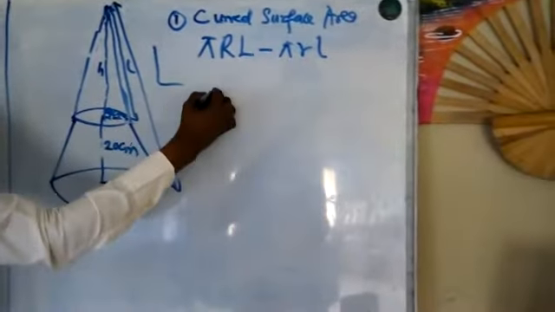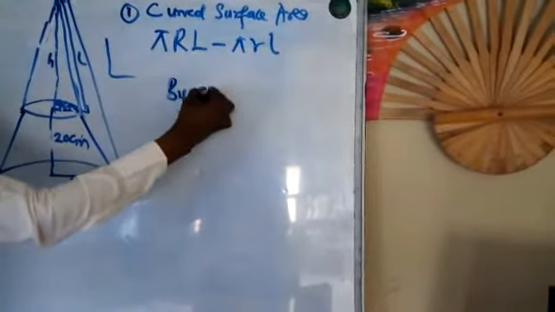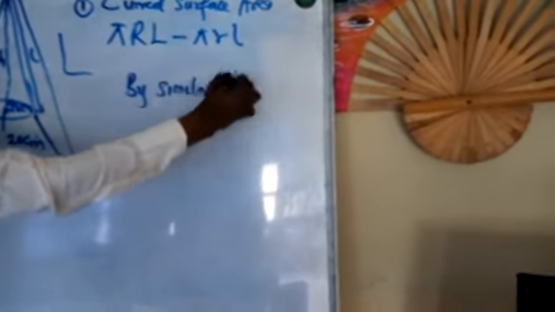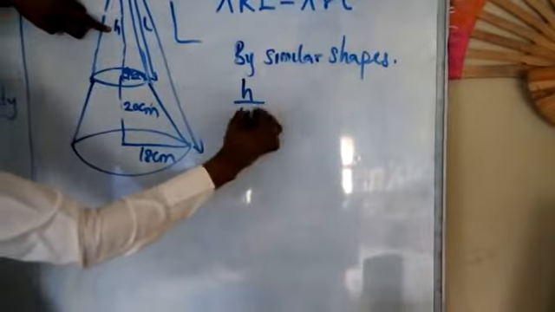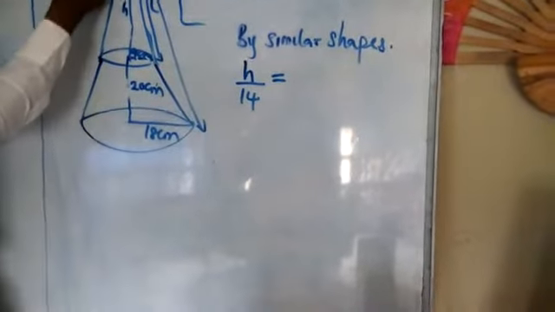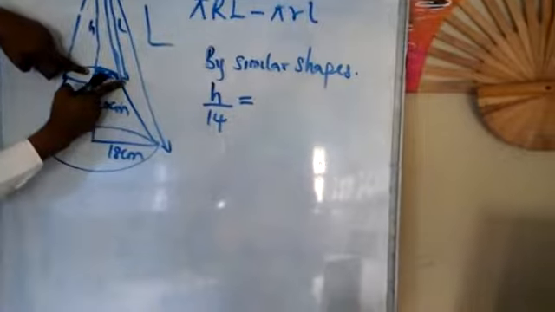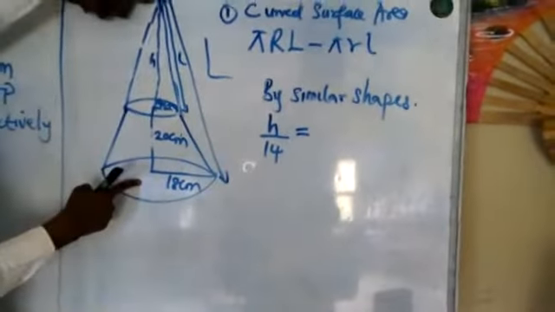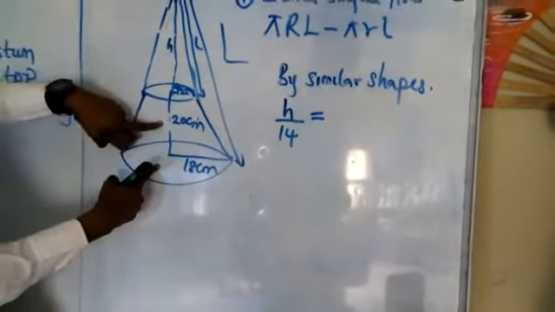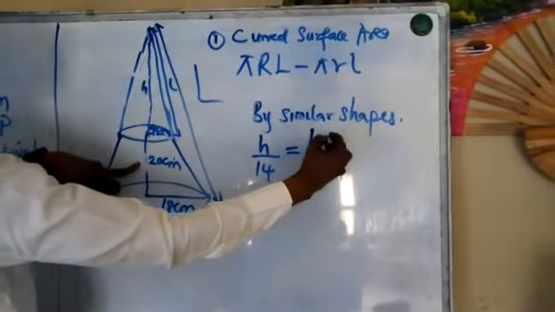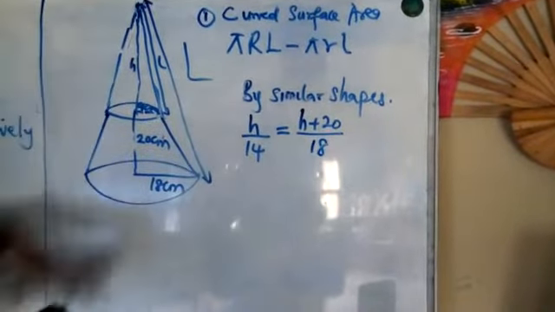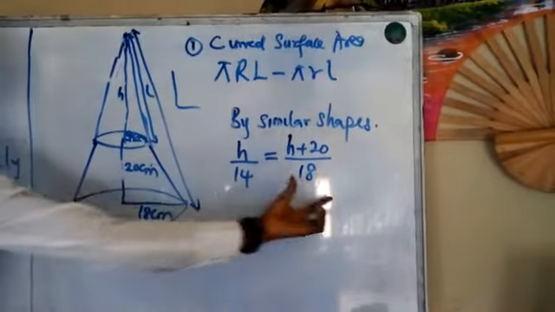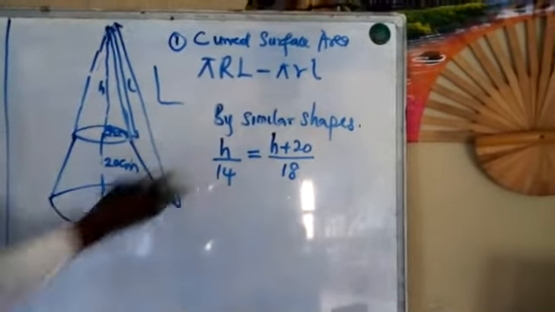So what we simply do is say by similar shapes, h over 14 is equal to, that means the small h over the small r is equal to the big H over the big R, and the big H is h plus 20. Are you getting it now? So it becomes h plus 20 over the radius. So you are comparing height and radius. So you can find the small h now.